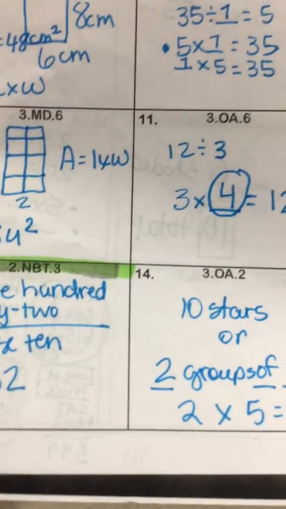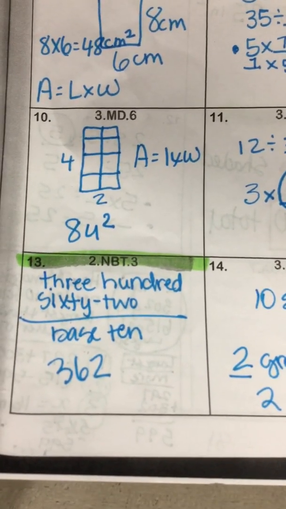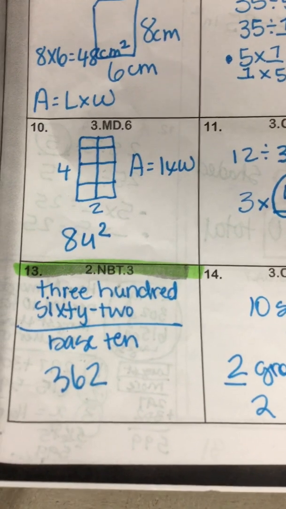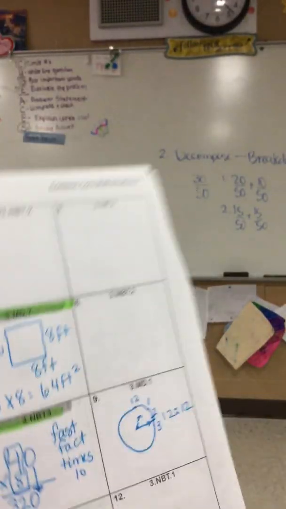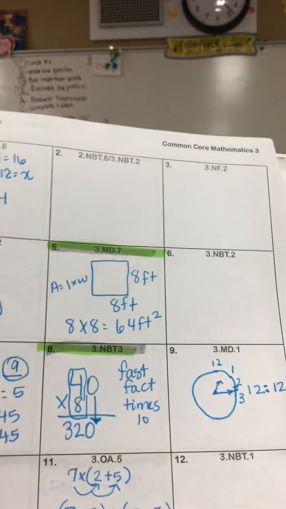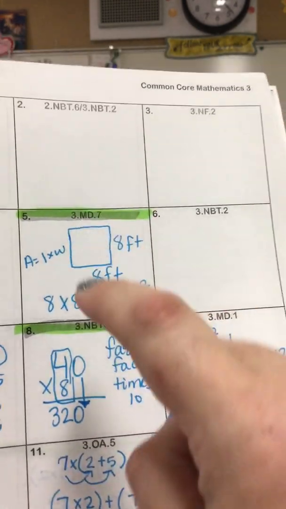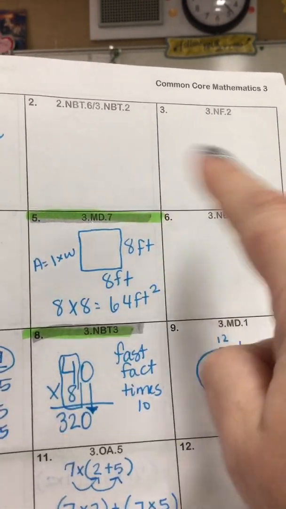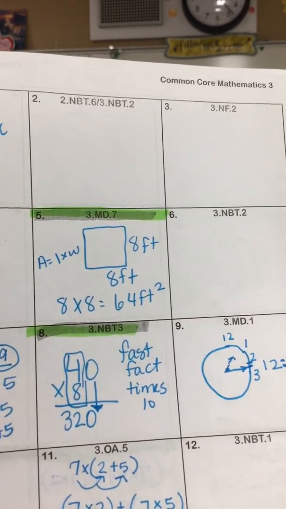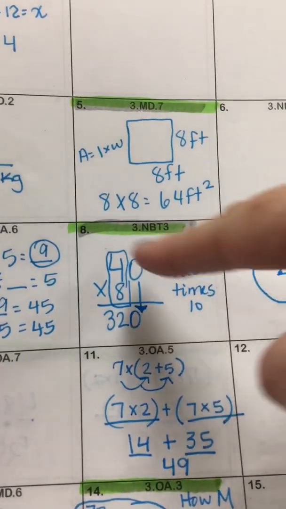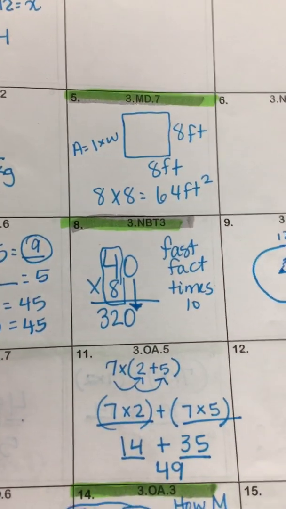Number 13, you're taking from word form, which is 362, and asked to turn it into base 10 or standard form, which would be 362 in digits. The area unit squared equals length times width, and they're given 8. They would use the other 8 if it's a square, so 8 times 8 equals 64 feet squared. A fast fact times 10, which I tell them to use digit times digit, bring the 0 down.